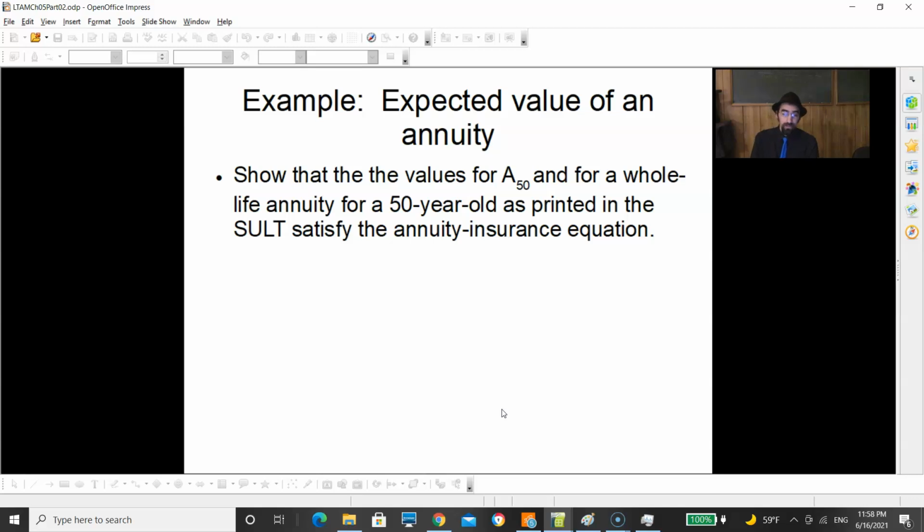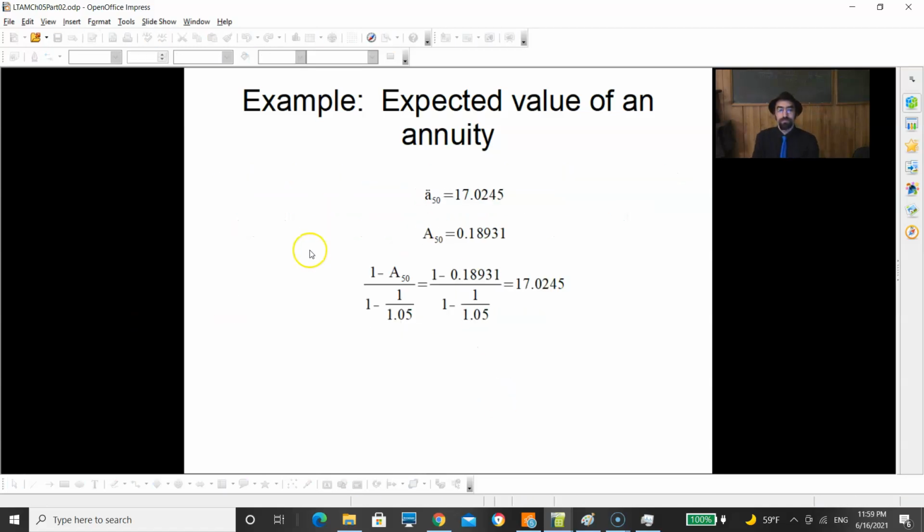As an example, if we just sanity check this, show that the values of big A50 and for a whole life annuity for a 50-year-old, as printed in the SULT, satisfy the annuity insurance equation. So we just look up the values from the table. Little a double dot 50 equals 17.0245. Big A50 as printed is 0.18391. And so if we take 1 minus big A50 over 1 minus 1 over 1.05, we crunch the numbers in, we do get 17.0245. So we verified the result from the table.